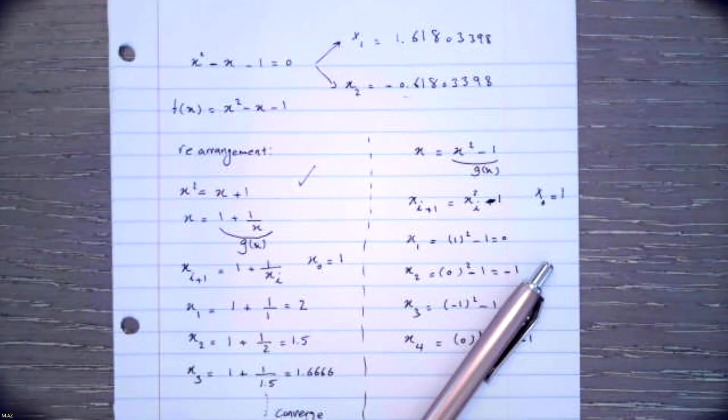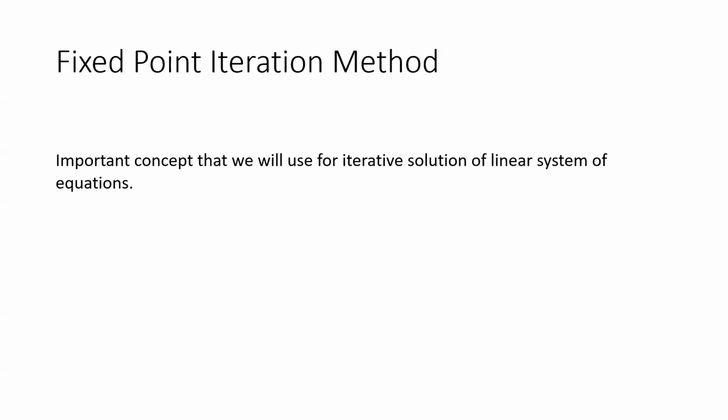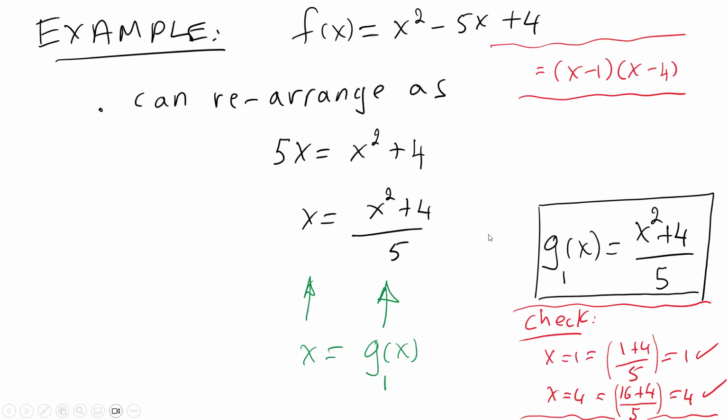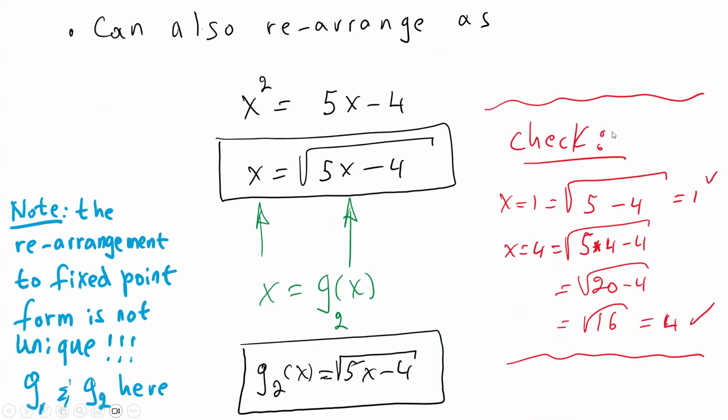Let's look at another example related to fixed point iterations. Find roots of these equations by using two different initial guesses. The first step for finding the roots of this function based on fixed point iterations is to rearrange the function. This is our function. Now we can rearrange it in these formats. This is one form of the rearrangement for fixed point iterations. In general, the roots of this function are 1 and 4. Another rearrangement for fixed point iterations is this format.